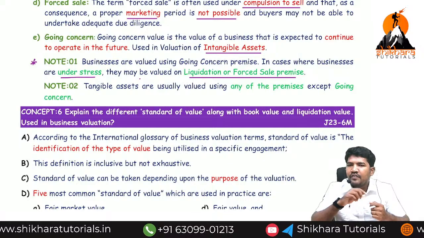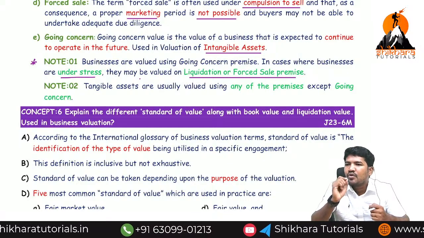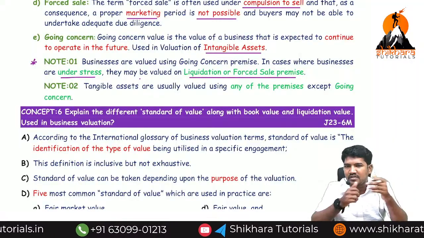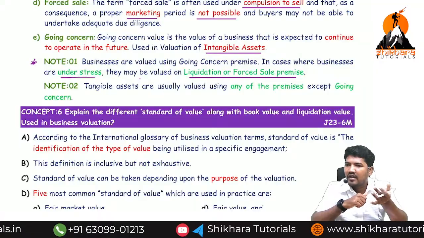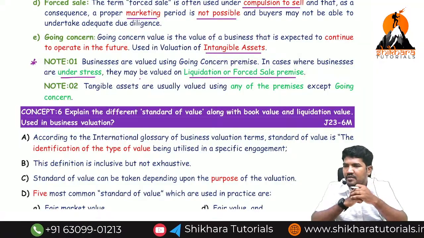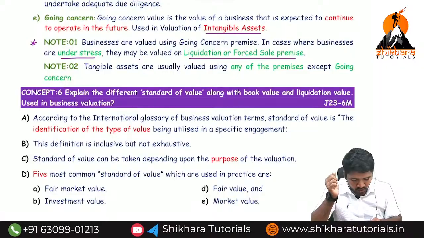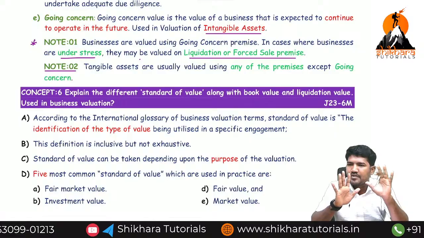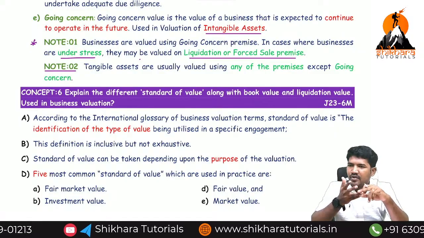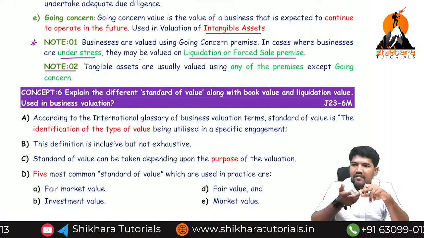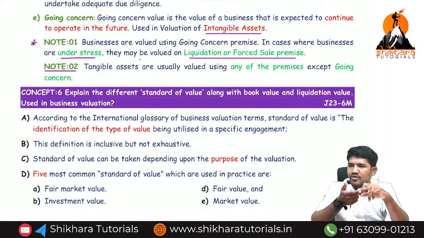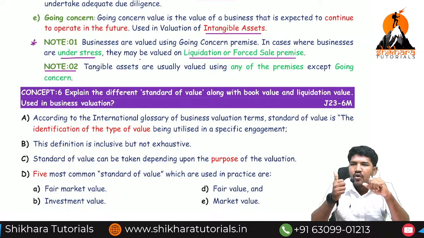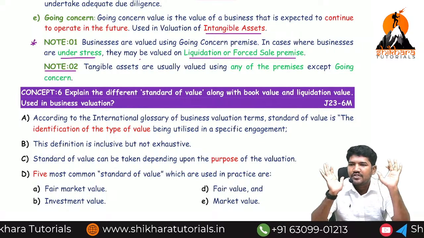Guys, clear? If it is a stress situation, don't use going concern. Why? Because if it is stressed, automatically we will shut down or close the business. At that time, use either the orderly liquidation or forced liquidation premise. Note 2: tangible assets are usually valued using any premise. You can use highest and best use, current use, orderly liquidation or forced sale. But don't use going concern. Are you clear? Going concern is only for intangible things.